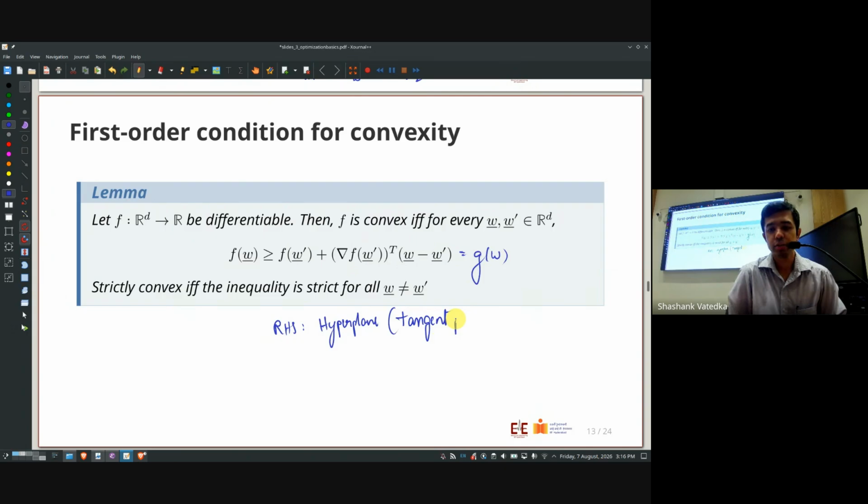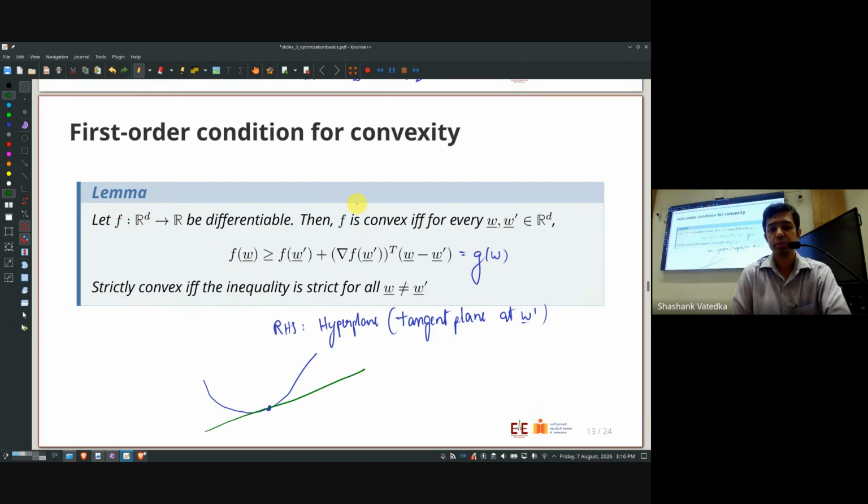So it's the tangent plane or tangent hyperplane at the point w prime. So if you have this function that looks something like this, and you take this particular point w prime, then the right hand side essentially corresponds to the tangent at this particular point.